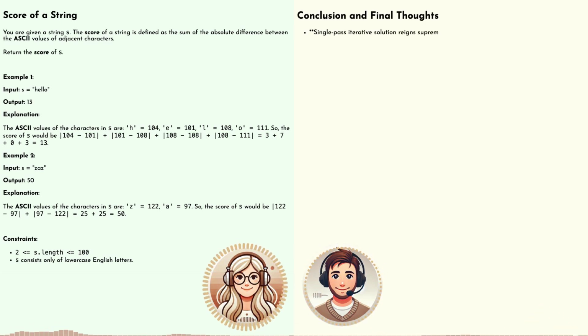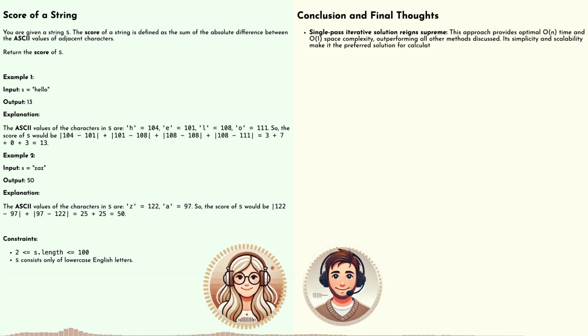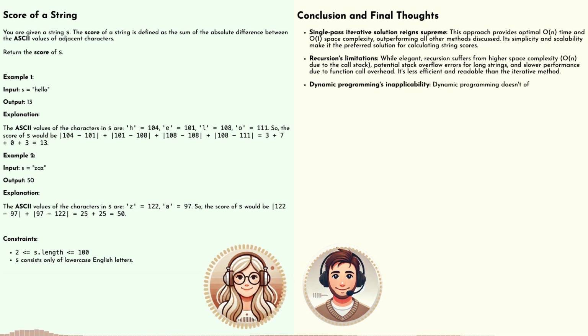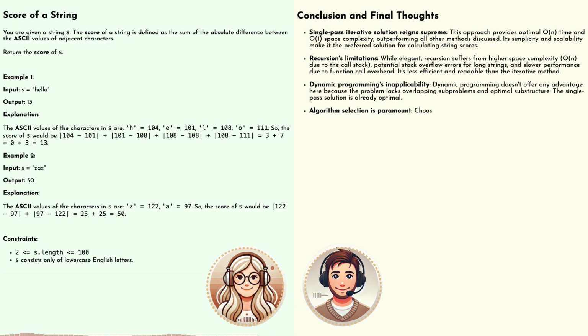So as we wrap up our deep dive here on string scores, I'll leave you with this thought. Next time you're facing a coding problem, take a step back. Consider those different paths you could take. Could a single pass solution streamline your code? Would recursion be a more elegant approach? Is there a way to leverage dynamic programming? The more you explore these options, the more powerful your coding skills will become.